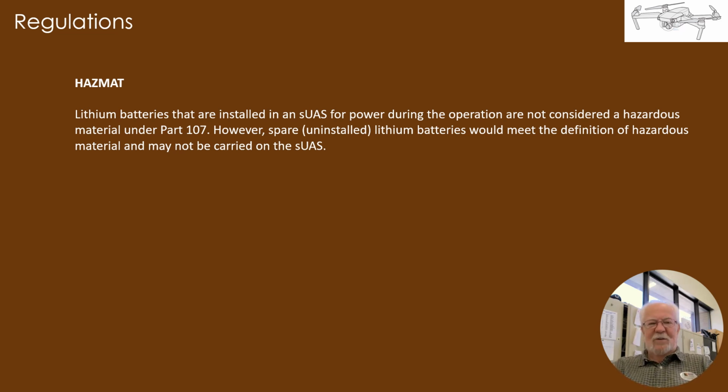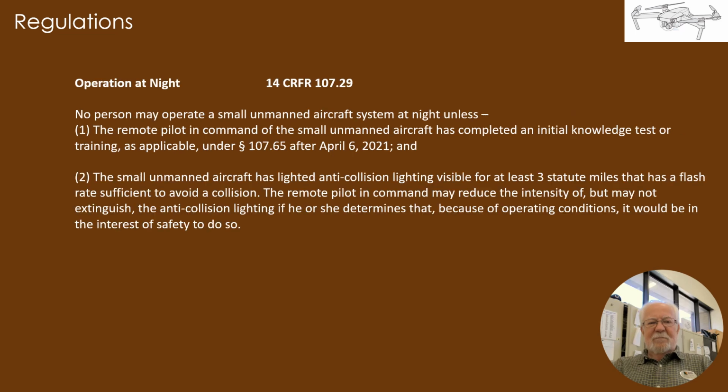It's sort of an obvious question, I guess, but operation at night. We're skimming through this stuff pretty fast, otherwise we'll have a 4-hour video here. Operation at night, that's 107.29. No person may operate an aircraft at night unless, first off, you have to take the initial written test. So if you've got your recreational pilot certificate already, you've passed the test. You can fly at night. Once you pass the Part 107 remote pilot exam, then you'll have passed the test.